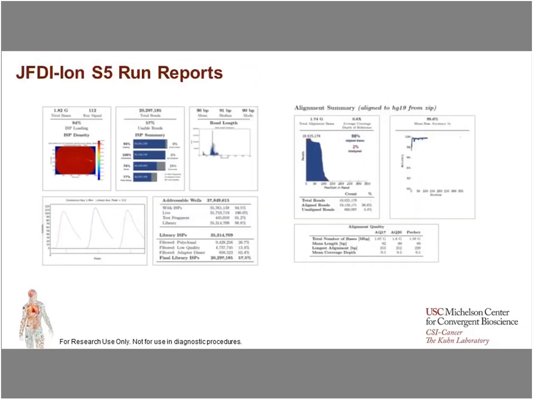Here, the next slide shows the typical Ion S5 run report. On the left side is the one generated on Torrent Suite, summarizing the quality of the run. And on the right side is the alignment report created by Ion Reporter. So for Breast Research Assay V2, 4 million reads for each sample is expected in order to get a detection limit down to 0.1%.